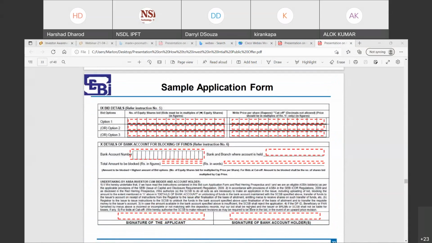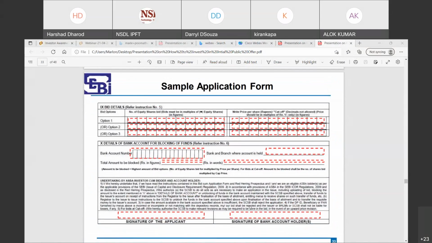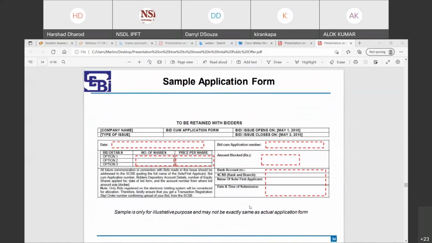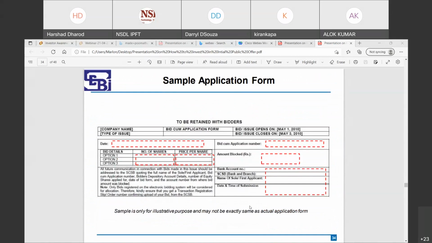So this is the option. Yeah, so you can refer to this. There are three options that can be given. At various price points, if you want to bid in one form, you can do that.